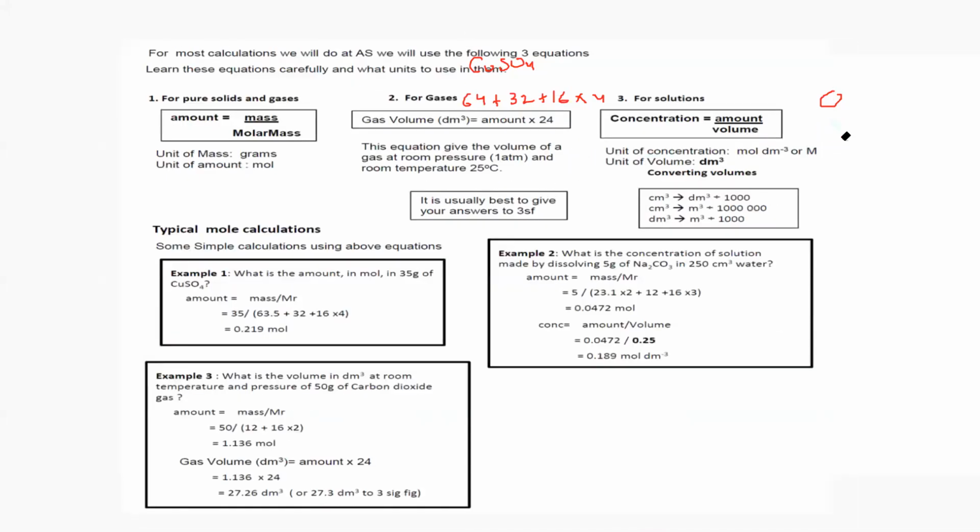So this will give you the total mass of copper sulfate, which is in the periodic table exactly 63.5. So you will substitute 63.5. So the total mass and the moles, when you divide them, you will get 0.219 moles for copper sulfate.